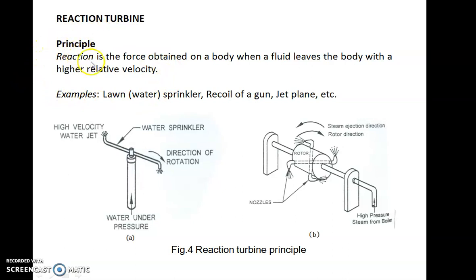The principle of reaction is the force obtained on a body when fluid leaves the body with a higher relative velocity. You might have seen the example of a lawn sprinkler. When the water under pressure is coming in, it is distributed in both directions. Now there is a nozzle provided at the end, and when the fluid is coming out at a high velocity from the nozzle, you might have seen some thrust acting on the back side of the nozzle, and that is called a reaction force. So this reaction is because of this increment in the velocity.